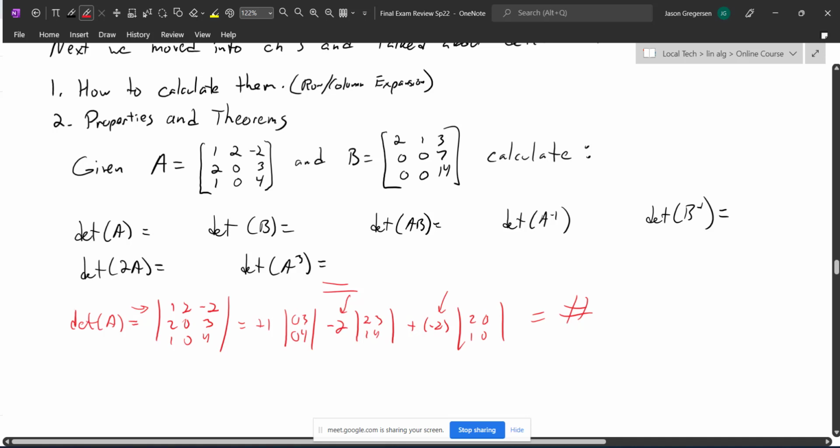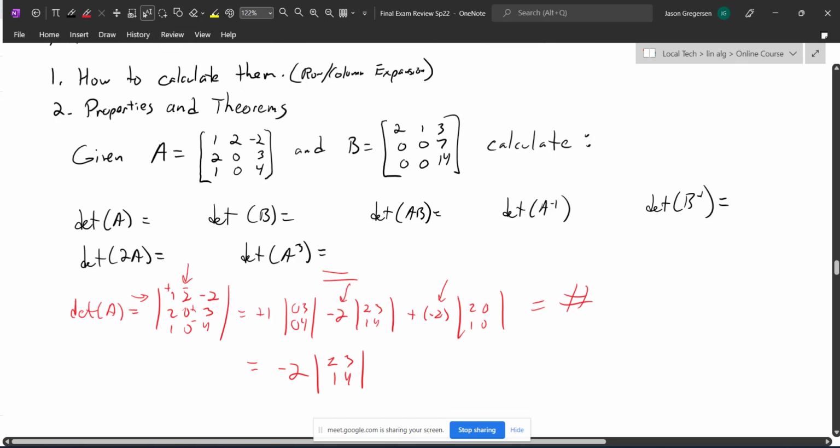So in this case, my choice would be to expand down the second column. I do my signs again, plus, minus, plus, minus. In this case, as I'm expanding down that column, I'll get minus 2 times the subdeterminant, 2, 3, 1, 4. But then I would get plus 0 times something and minus 0 times something, and that would all go away. So all I would really have to do is this one subdeterminant calculation. In this case, I would get 8 minus 3, which is 5, times 2 is negative 10. So the determinant of A is negative 10. Any questions about that determinant calculation?